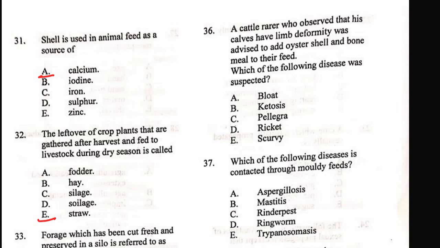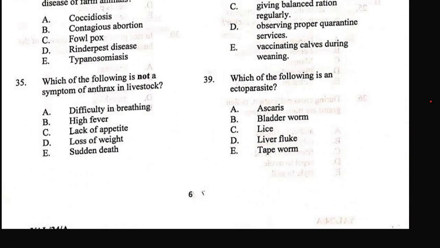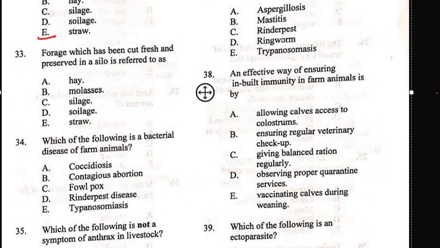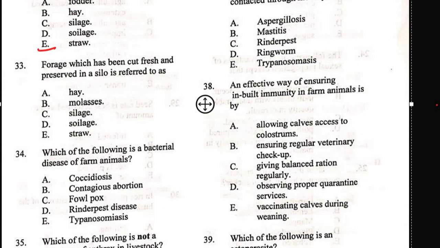So we'll look at question 33. Let me scroll down. Question 33 says, forage which has been cut fresh and preserved in a silo is referred to as A, hay, B, molasses, C, silage, D, silage, E, straw. Among the options we have, the answer is silage. Silage is the right answer.